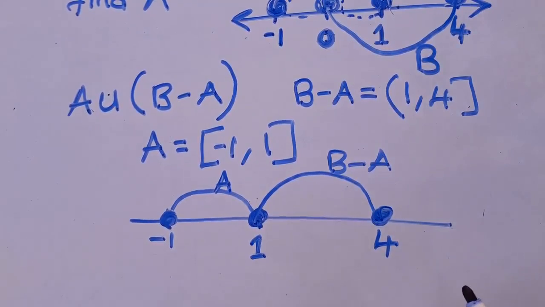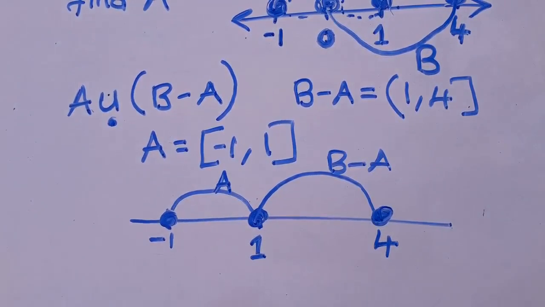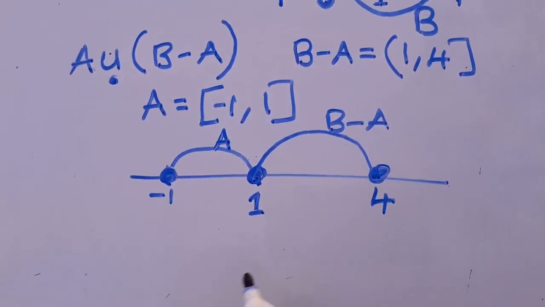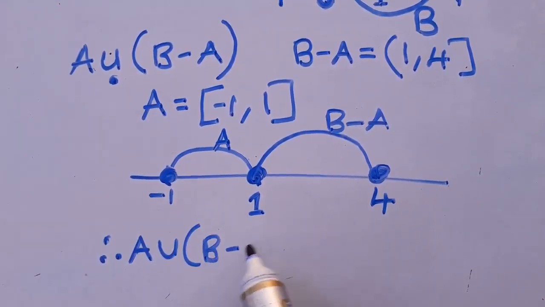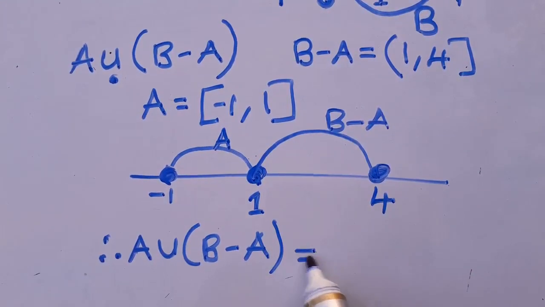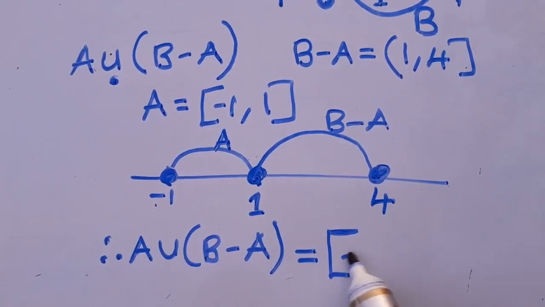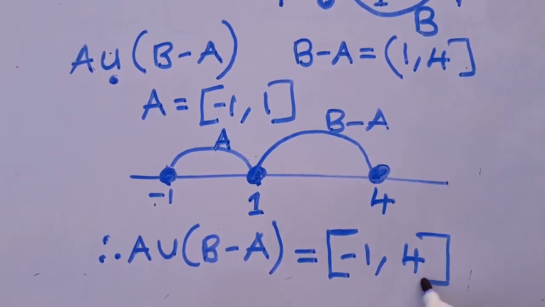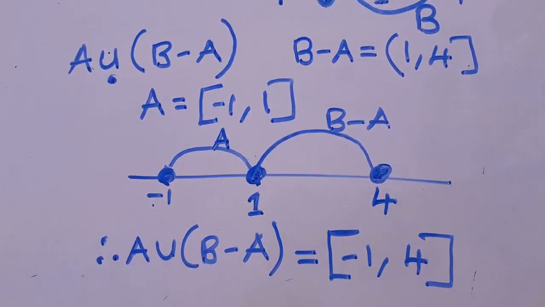Now what you need to do next, they are telling you there is a union. Union means you just write everything. So answering that, you conclude and say, therefore, A union B minus A is equal to, you just write everything, from this to that. So it is -1 to 4 included, like this. This is how you need to answer that. These are the procedures that you need to do.